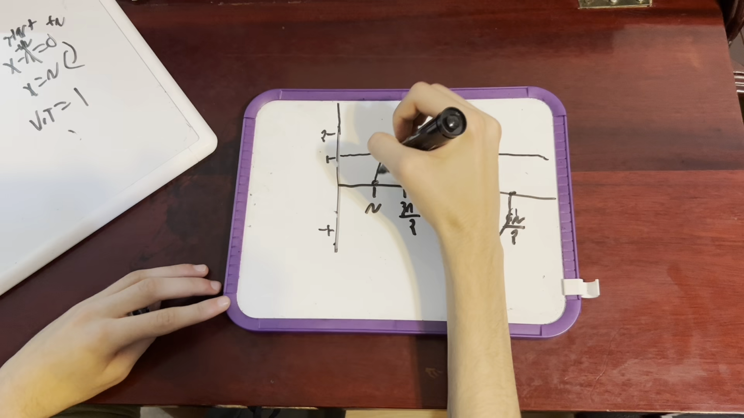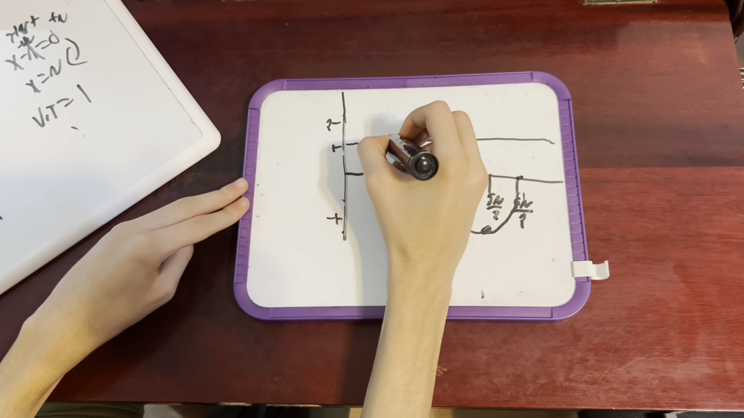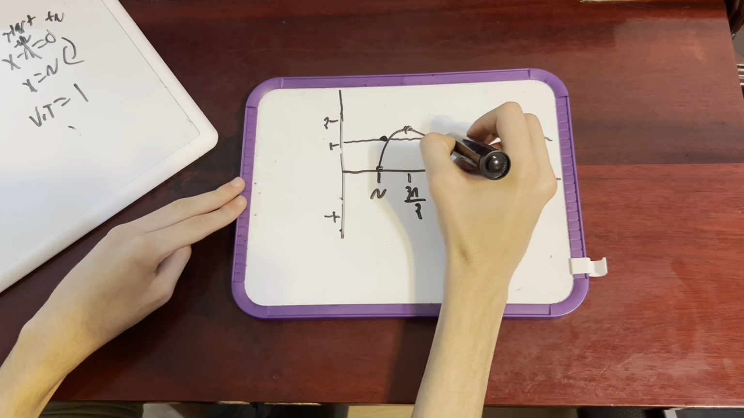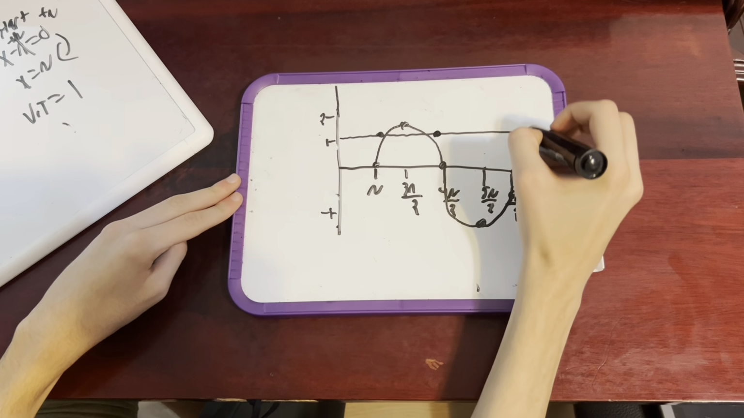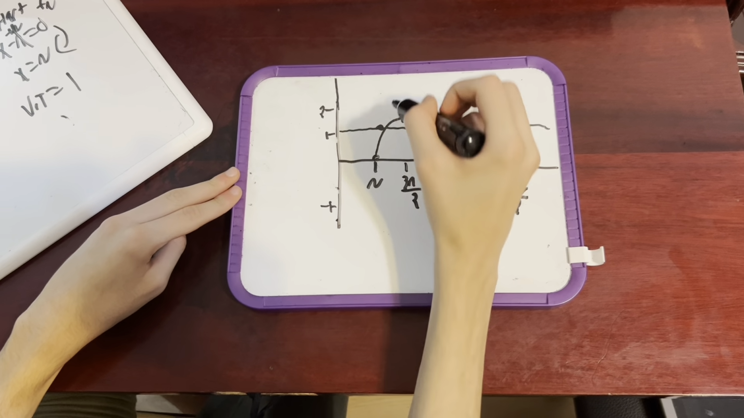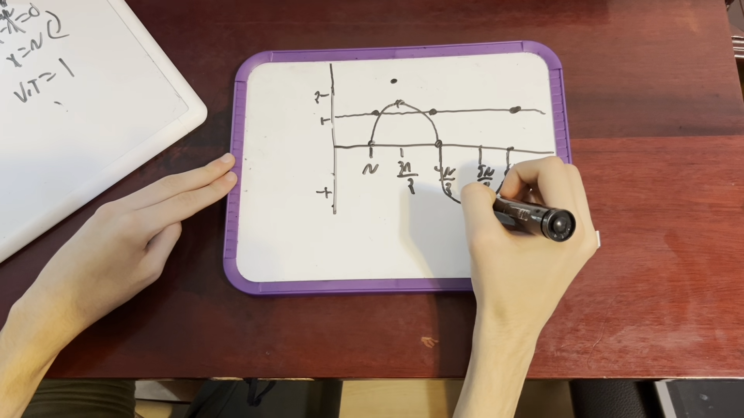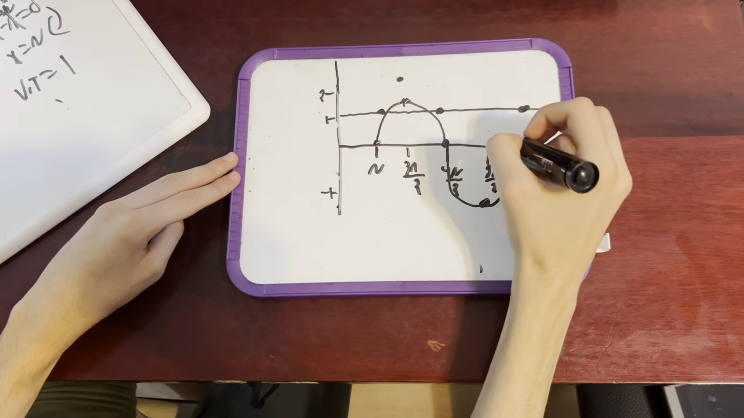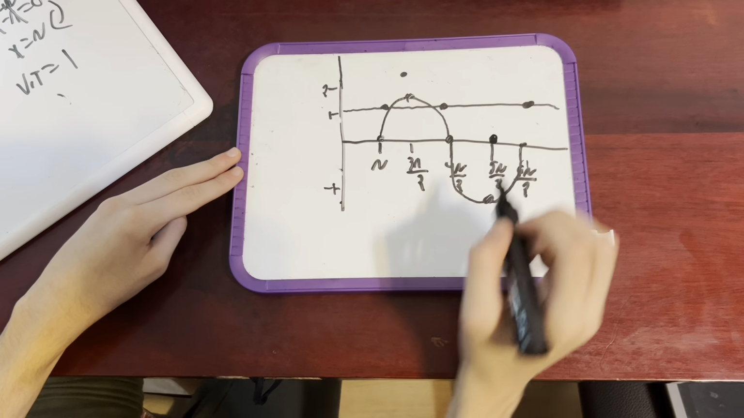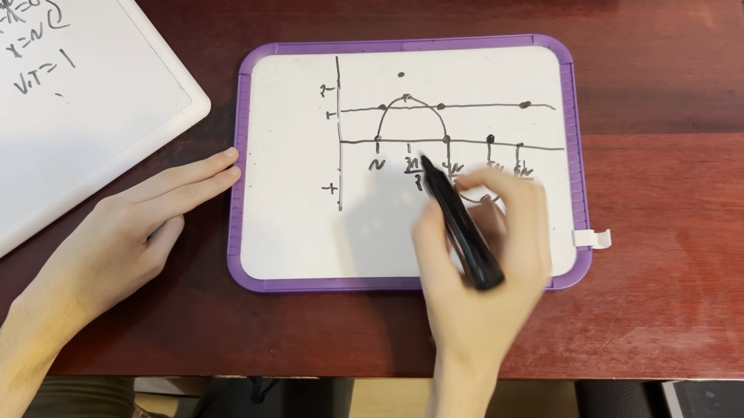We know this x-intercept is shifting 1 up. This intercept shifting 1 up. This intercept shifting 1 up. This one shifting 1 up. And this one also shifting 1 up. So now this will be here. Right? And now what you have to do is connect these.